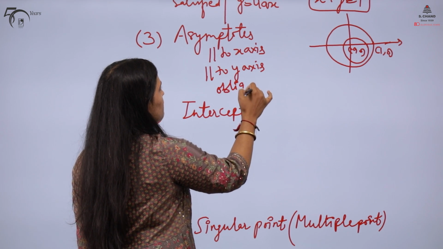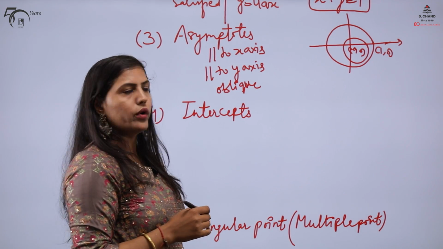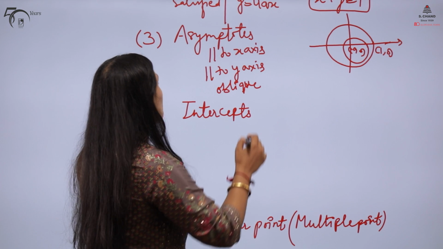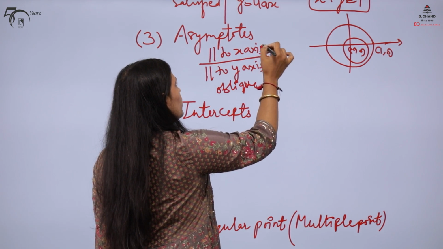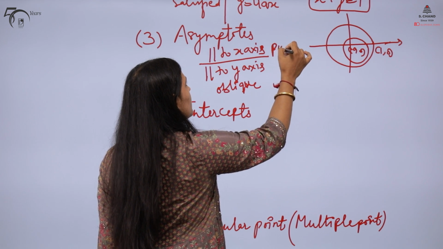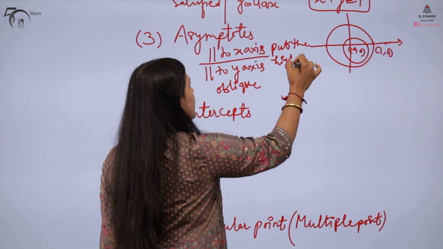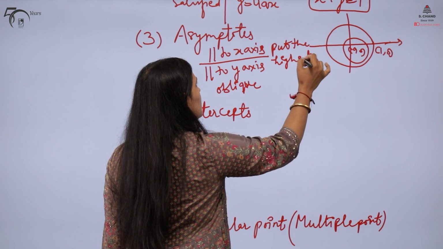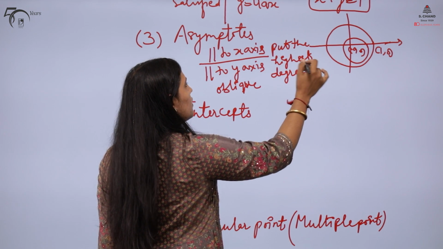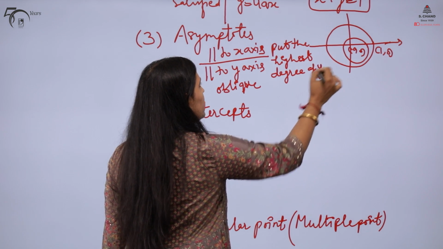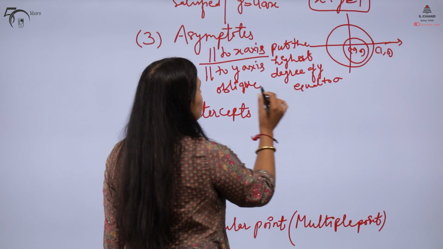I have already explained this in my 7th lecture, so you can refer to that lecture for details on asymptotes. For parallel to the x-axis, when you are calculating, put the highest degree coefficient of y equal to 0, and vice versa for the y-axis.